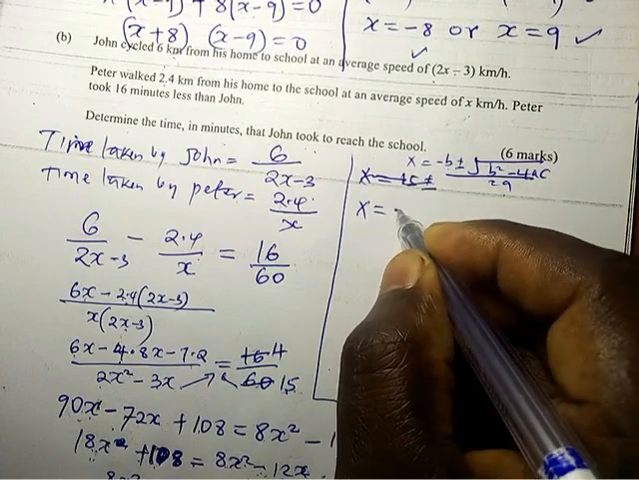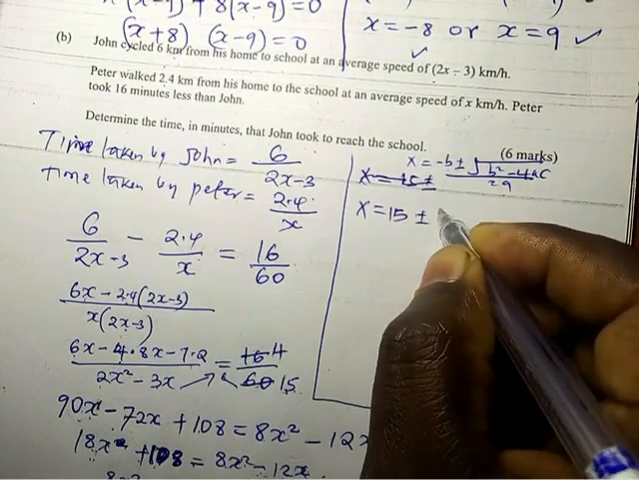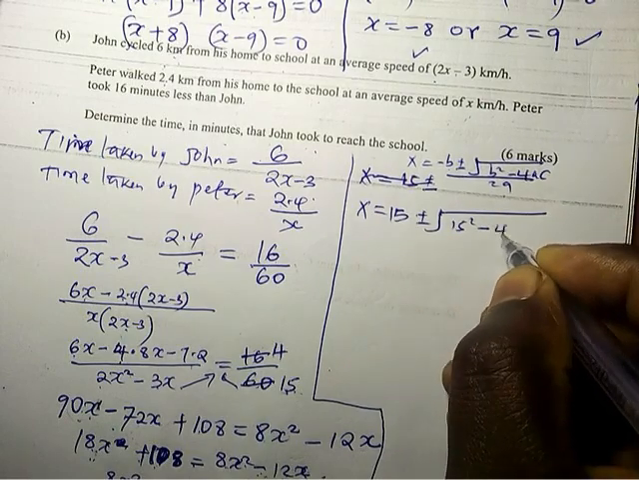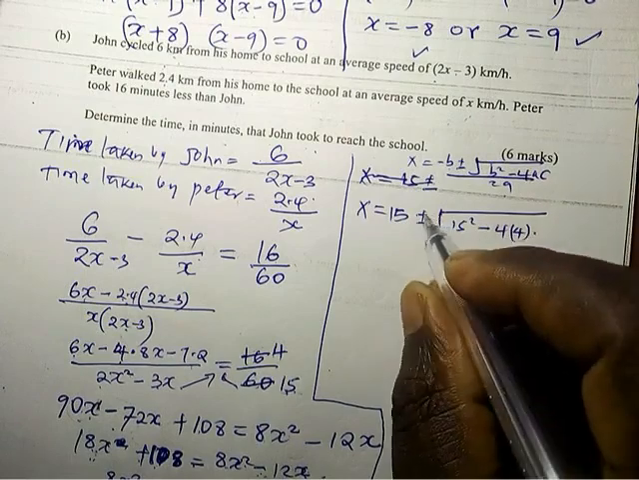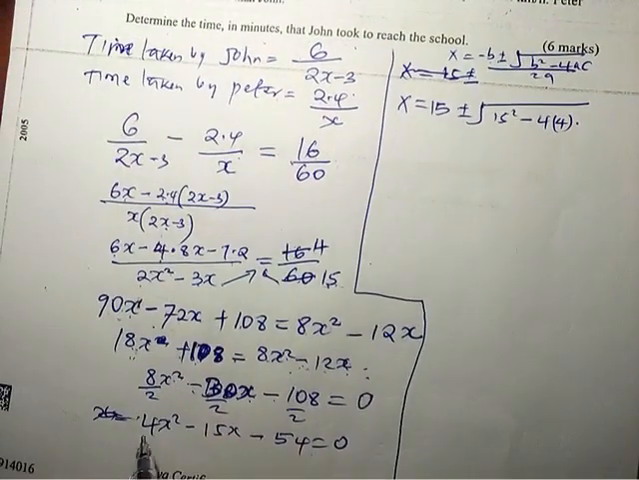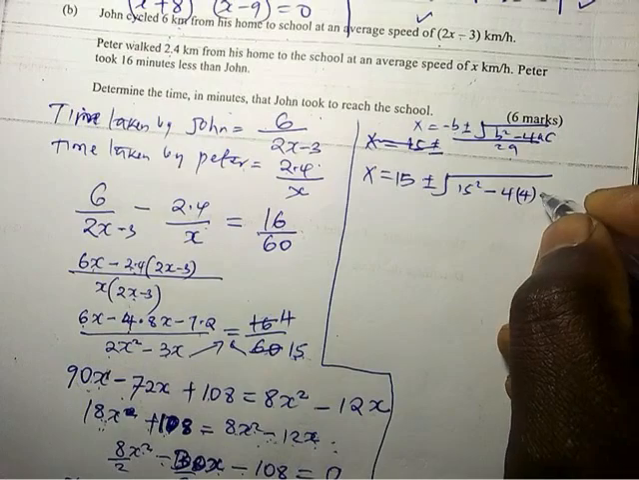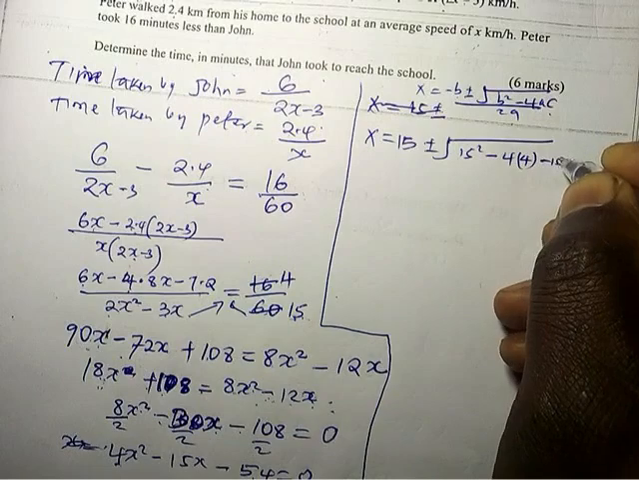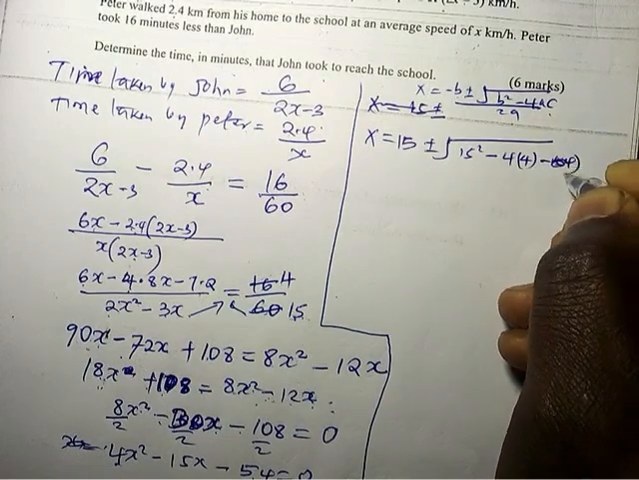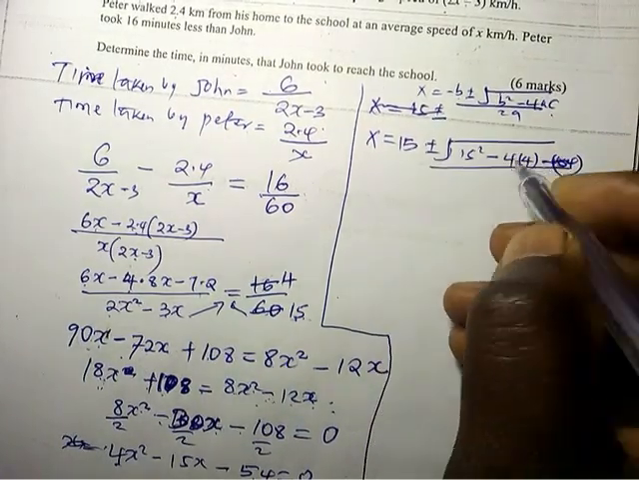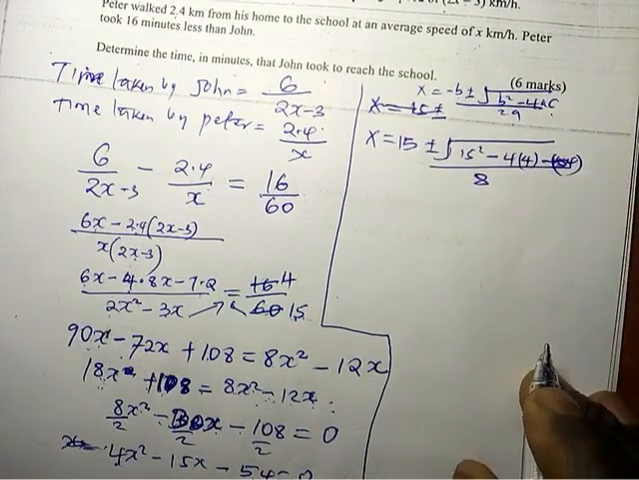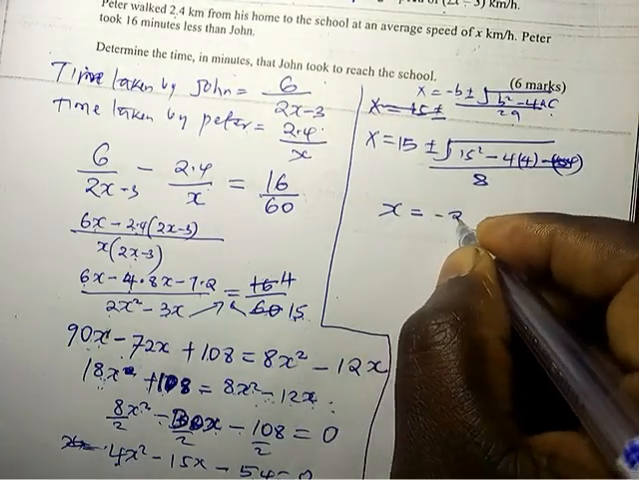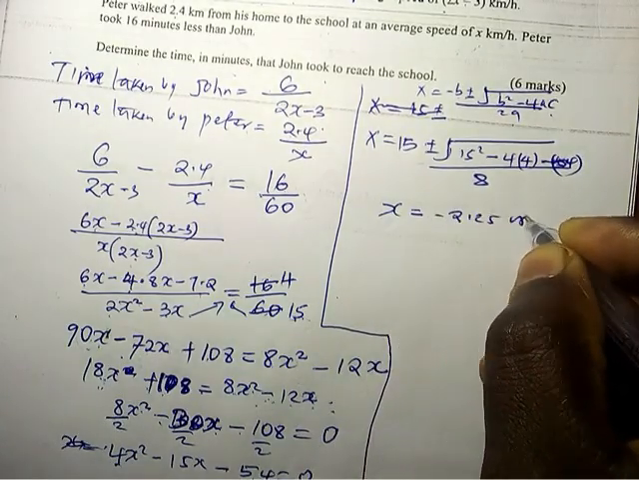Negative times negative is 15, plus minus the square root of 15 squared minus 4 times a, our a is 4, times c, our c is negative 54, and then divided by 8. So this one will give us x is equal to negative 2.25 or 6.